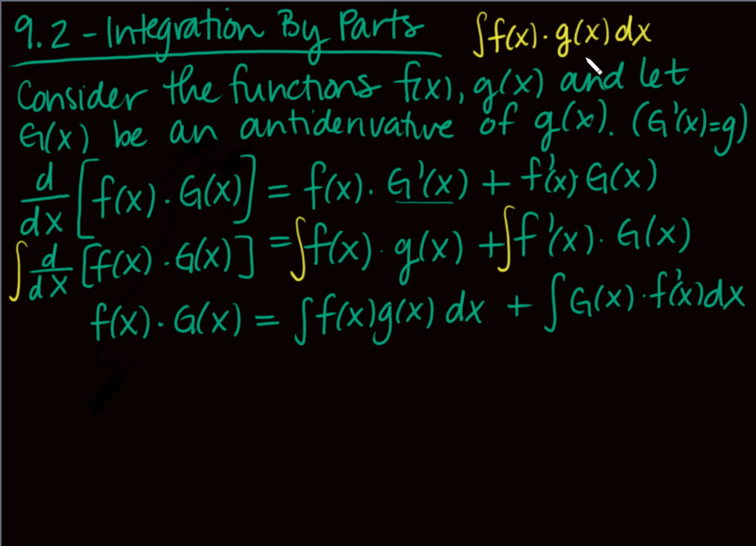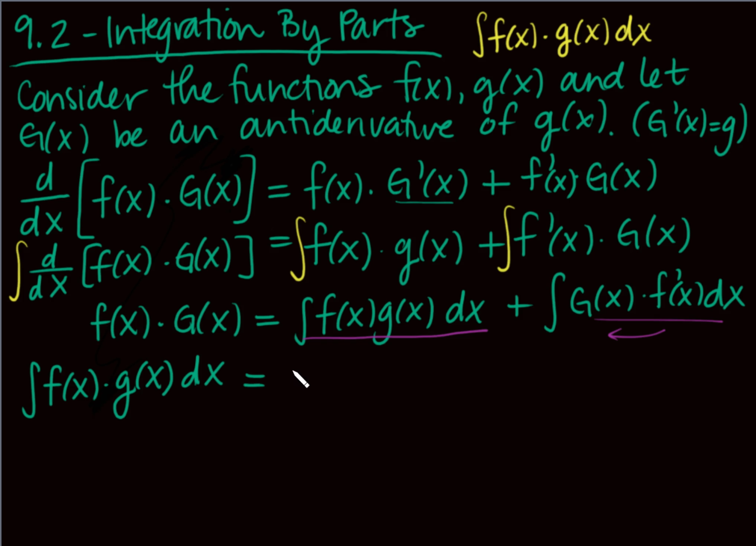And then again, because I'm trying to find the antiderivative of f times g, I'm going to solve for it. I need to have this on the left-hand side, and it'll just make it easier eventually. So how do I isolate the thing that I want? I'm going to take this term and move it over to the other side, and then of course write this on the left-hand side. You're in Calc 2, you see what I'm doing: just solving for something.